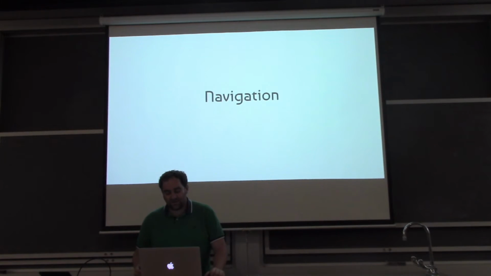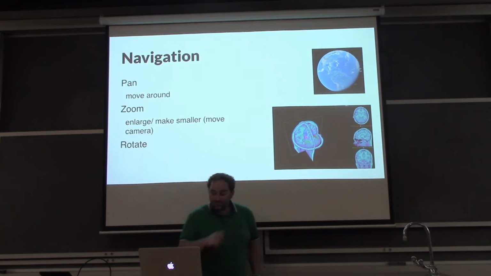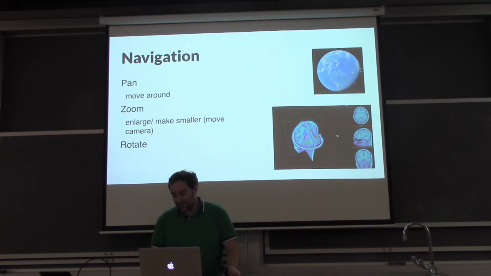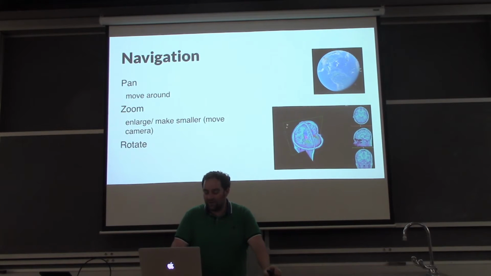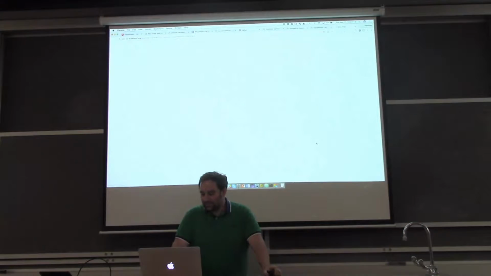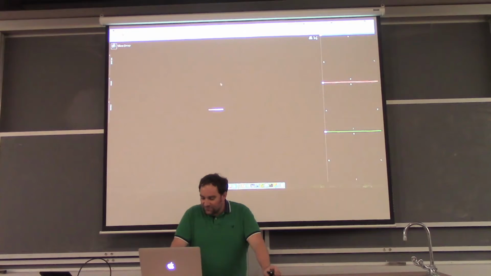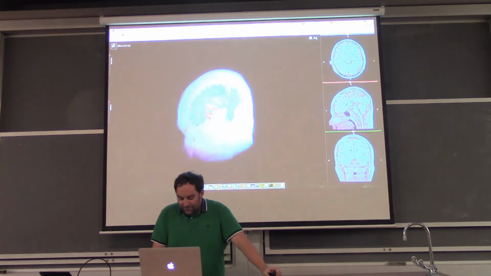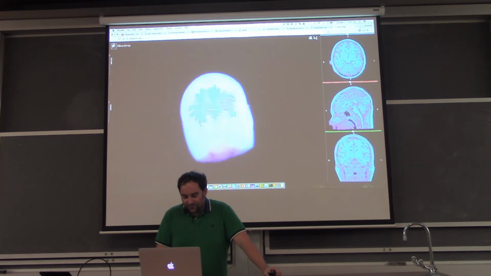Okay, navigation is also, of course, something where we need to interact with complex data. Whenever, for example, we look at a globe, we might want to zoom in, or whenever we look at a 3D image, we might pan and move around, we might want to rotate. So I'm just going to show you one example of a 3D visualization.